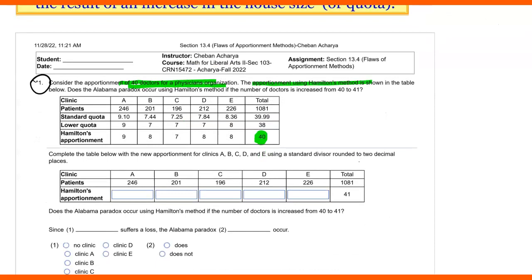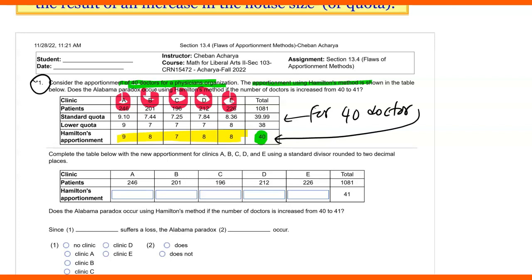The apportionment using the Hamilton method is going to be: Group A got 9 doctors, Group B got 8, Group C got 7, Group D got 8, Group E got 8. If you add all these apportionments, they sum to 40. Therefore, for 40 doctors, the Hamilton apportionment is done. That means A clinic has 9 doctors, B clinic has 8 doctors, and so on.